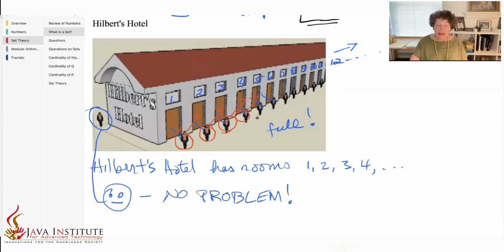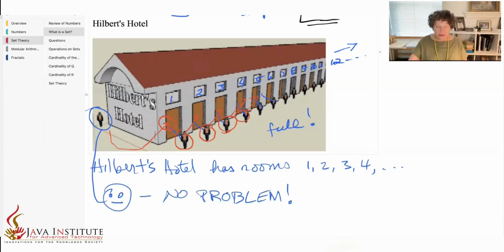It's a dream example, because you can't do this to people. You can't move every single person in your hotel and expect return business. But in Hilbert's hotel, we can. And so we have freed up one room, and the new person lands in room 1, and everybody has a room. Okay. So this is Hilbert's hotel.